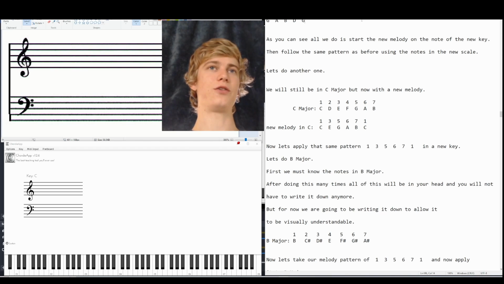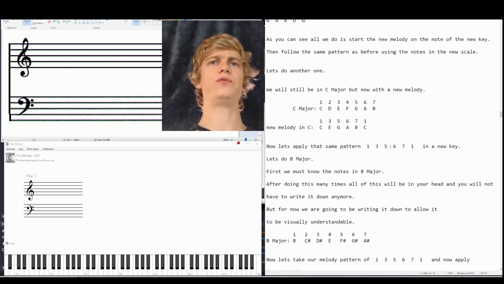So let's do another one. We will still be in C major to begin with, but now we're going to have a new melody. So we have C major here again, it's those same notes labeled 1 through 7, and we're going to have a new melody in C major, which is going to be the pattern of 1, 3, 5, 6, 7, and 1. So now let's apply that same pattern, 1, 3, 5, 6, 7, and 1 in a new key.